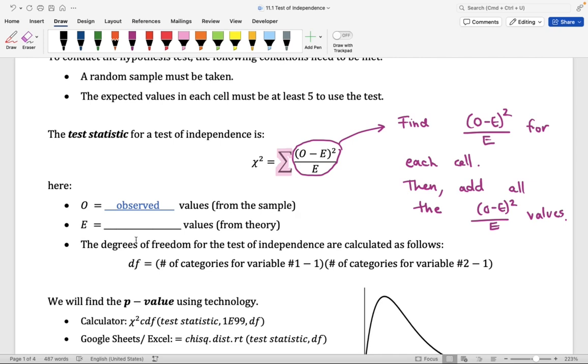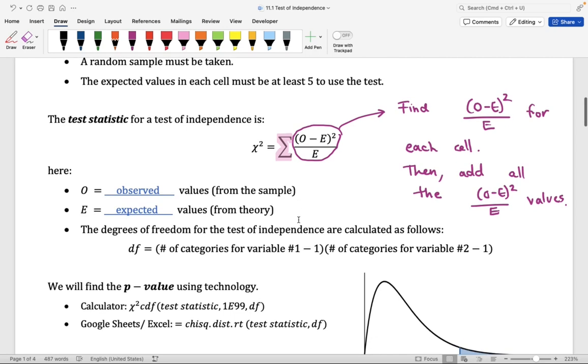Now the E stands for the expected value. And we have an expected value for each of the cells on the contingency table. To find the expected values, we're going to use the probability rules that we had for variables that are independent. I will go into details about this. We do have a formula for the expected value, and I will be explaining how that expected value formula came to be.